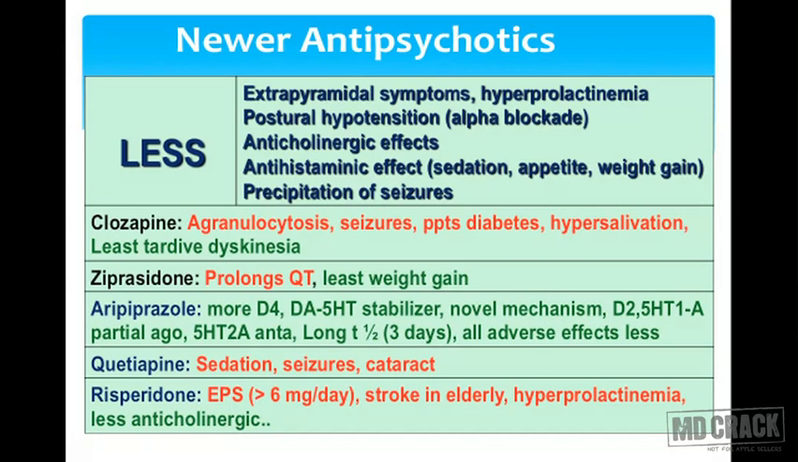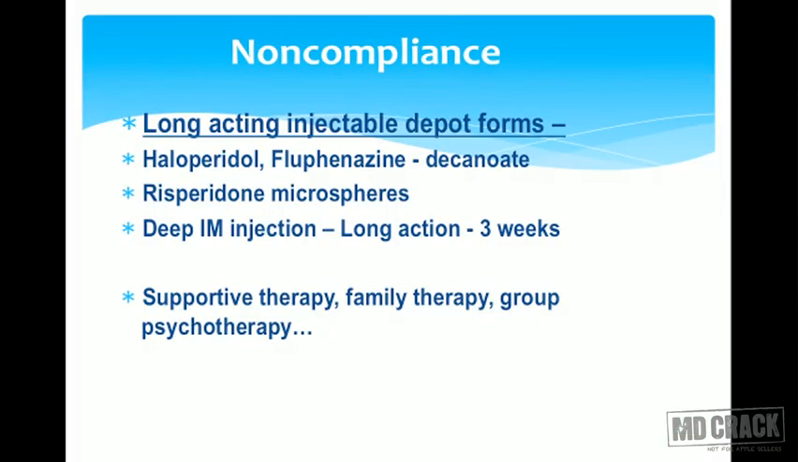And risperidone has less anticholinergic effect. This was once upon a time an extremely popular drug, supposed to be the safest antipsychotic agent. And nowadays we also have additional agents such as aripiprazole and ziprasidone, which have a still better adverse effect profile. We move on to the next slide to deal with non-compliance of the patient.